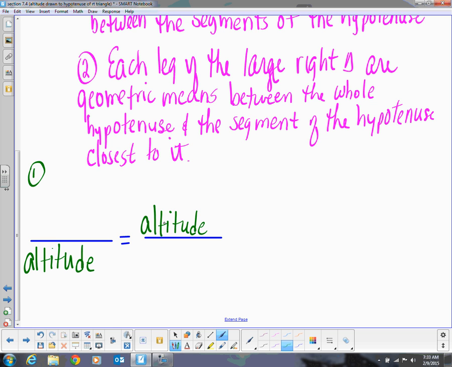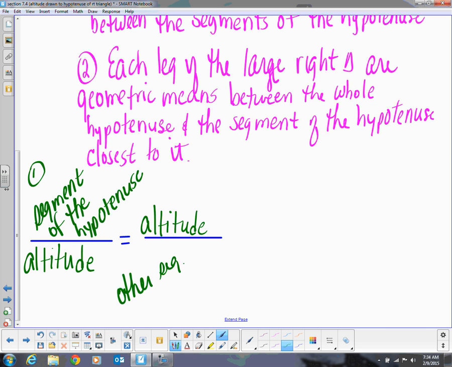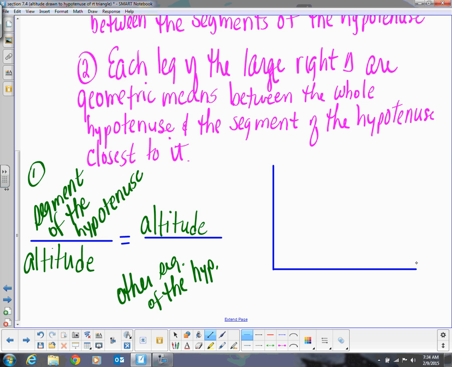Then the question is, what goes in the other position? This is going to be a segment of the hypotenuse, and this is going to be the other. I want to make sure everybody knows what I'm talking about, so let me draw us a picture.